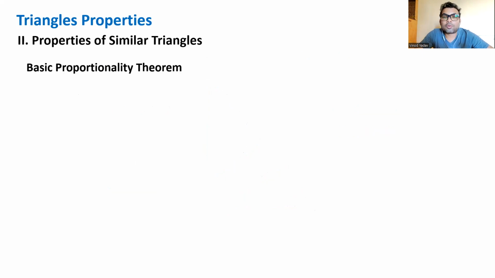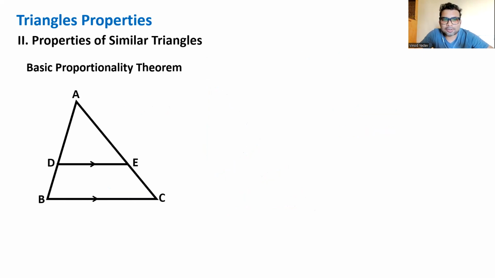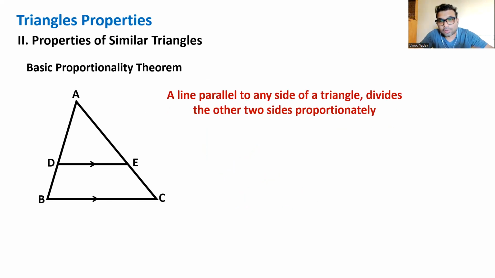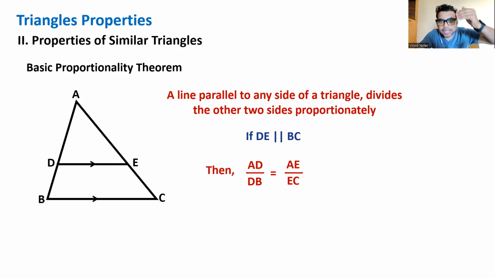Great. Now finally, basic proportionality theorem. Just an extension of similarity further. So if a line is parallel to any side of the triangle, it divides the other two sides proportionately, means in the same ratio. If DE is parallel to BC, AD over DB will be same as AE over EC. And the reverse is also true. If these two ratios are equal, then DE has to be parallel to BC.